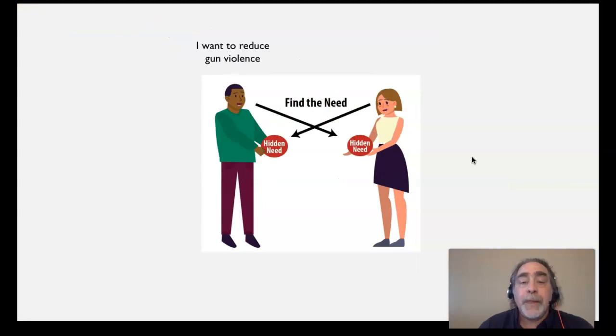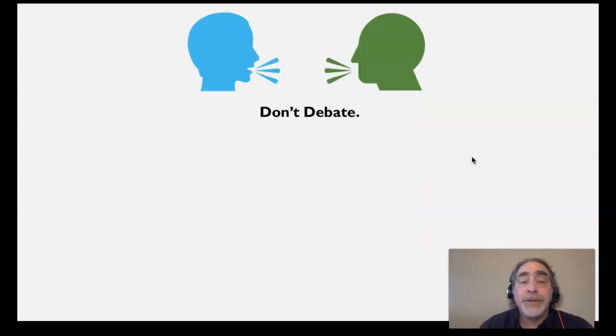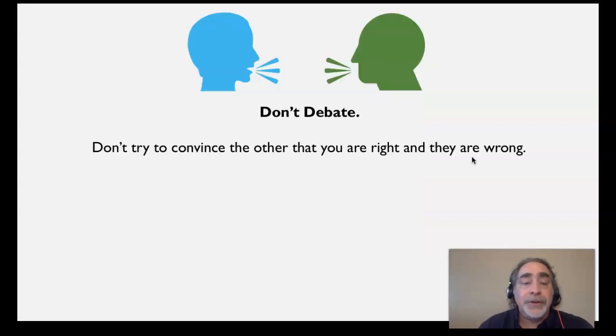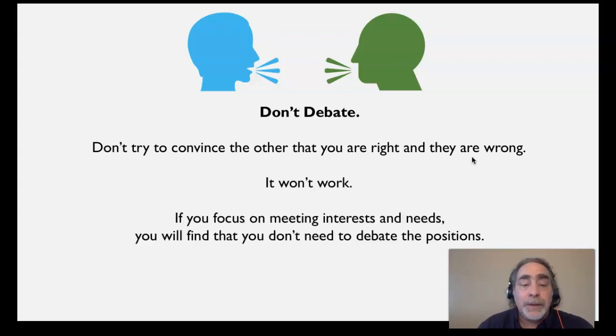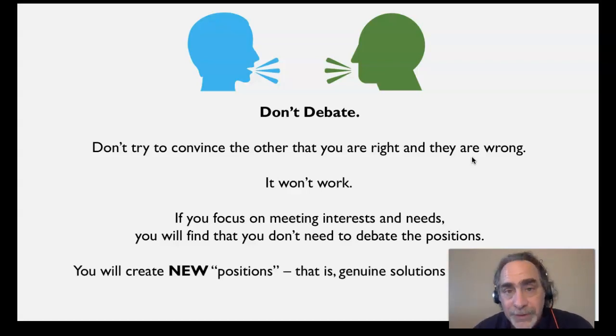Once you find the need, you bring it to the surface. I want to reduce gun violence. I want to protect my freedom and my family. Now, that's all we focus on, not the positions. Don't debate positions. Don't try to convince the other that you're right and they're wrong. It won't work. If you focus on meeting interests and needs of yourself and the other, you'll find that you don't need to debate the positions because you're going to create new positions. The new solution to a problem is a kind of a new position. It's a genuine solution to a genuine problem between people.